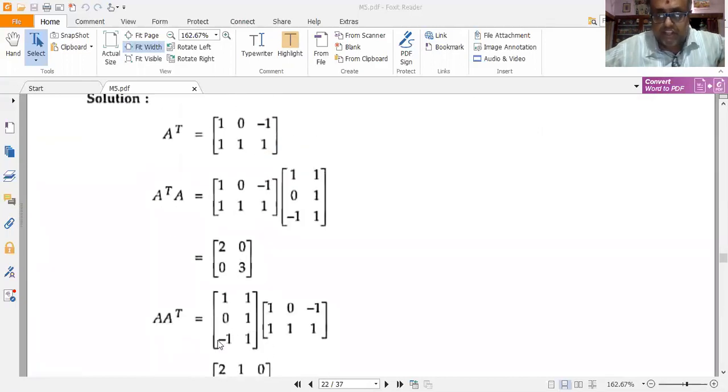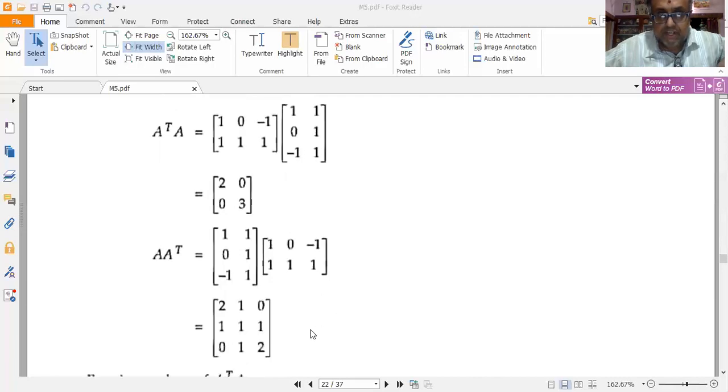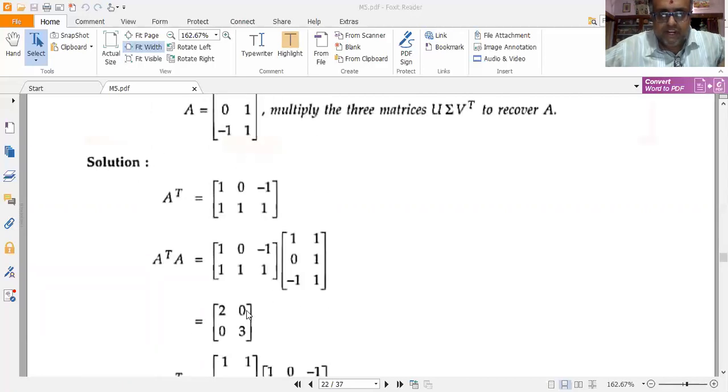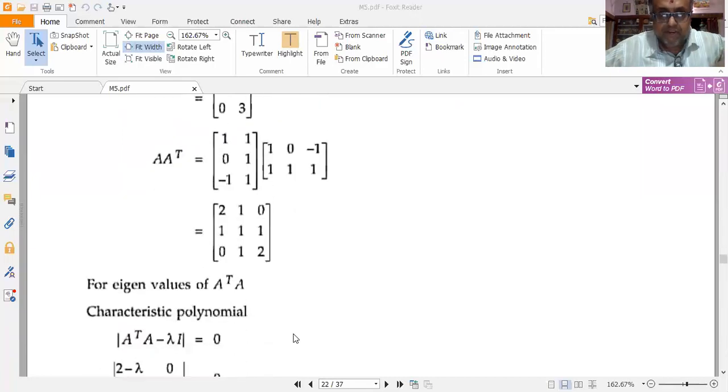Now get A A transpose. So A is given by [1 1; 0 1; -1 1] and A transpose is [1 0 -1; 1 1 1]. So this is a 3 cross 2 matrix being multiplied with a 2 cross 3 matrix. So the final result would be a 3 cross 3 matrix. See the beauty. A A transpose, I get it to be [2 1 0; 1 1 1; 0 1 2]. A transpose A was a 2 cross 2 matrix. A A transpose is a 3 cross 3 matrix.